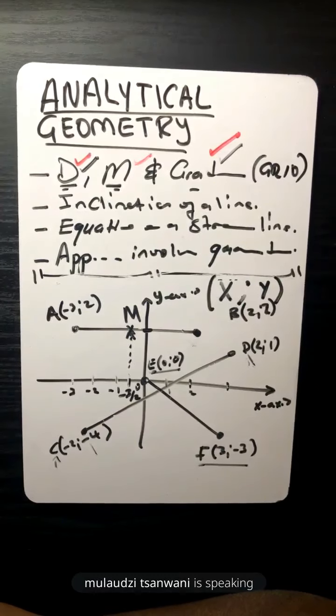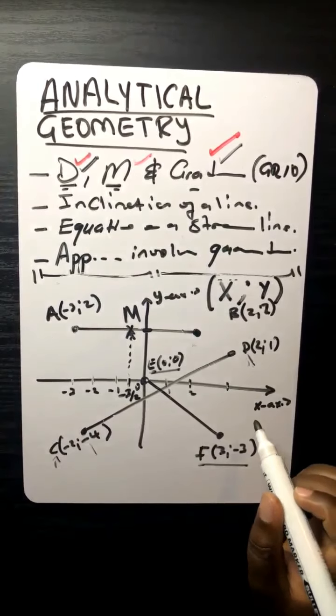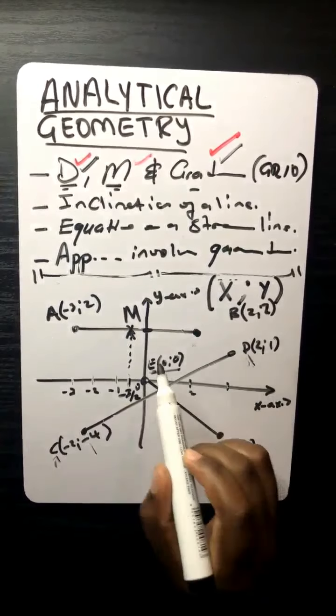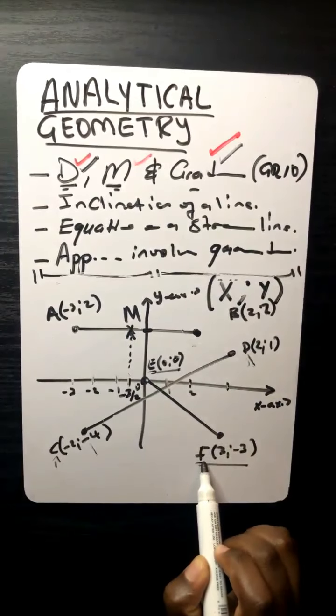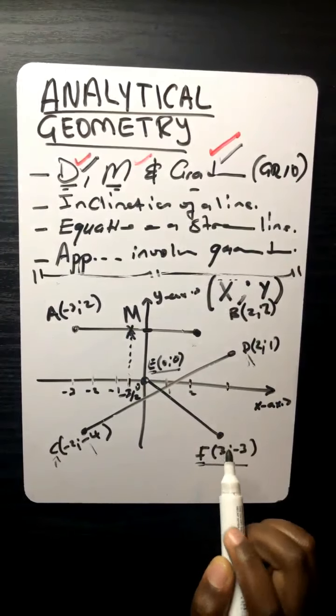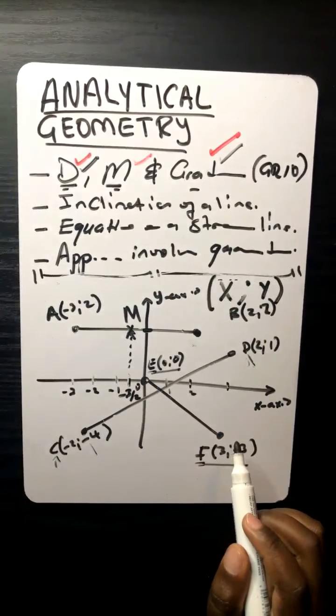Sir, can you please repeat the question? So the question is, in terms of the midpoint, the middle point of point E and F, when you calculate, are you expecting a negative or positive X and Y value?